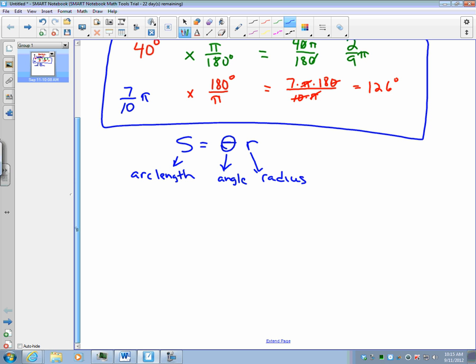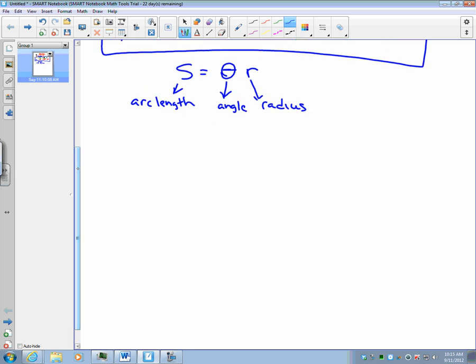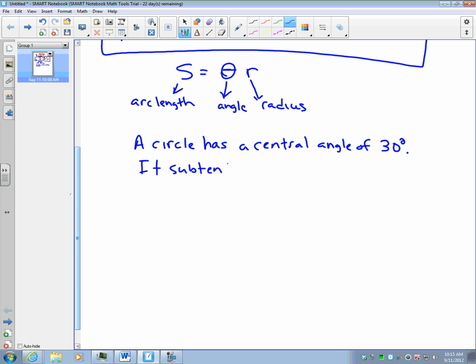So if they gave you a question like this: a circle has a central angle of 30 degrees. It subtends an arc length of, I don't know, 6 centimeters. Find the radius.